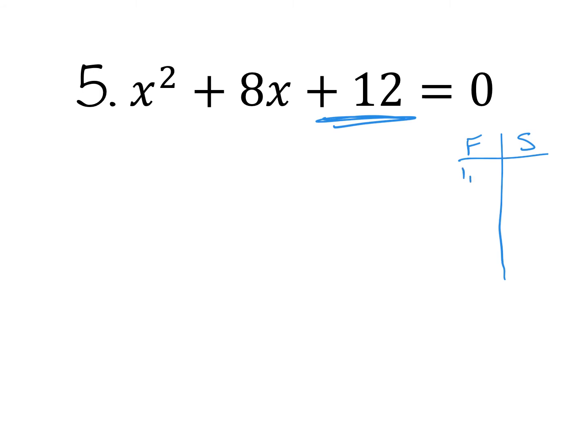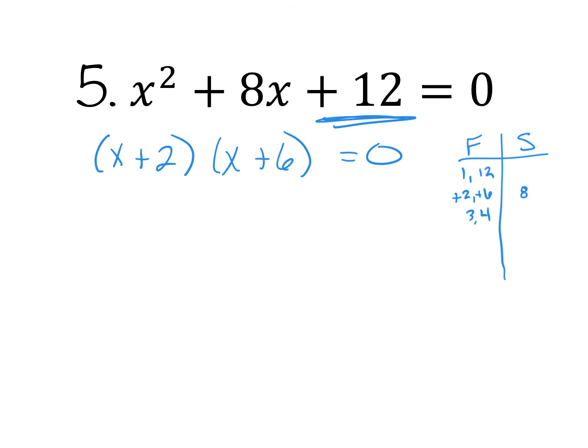Well, factors of 12, we have 1 and 12, 2 and 6, 3 and 4. Both of these factors need to be positive, or both need to be negative, to multiply to a positive 12. But in order to add to a positive 8, we're looking for two positive factors. So if you look at our chart here, positive 2 and positive 6, those are going to be the two factors that add to 8. Okay, so this would factor into x plus 2 times x plus 6.